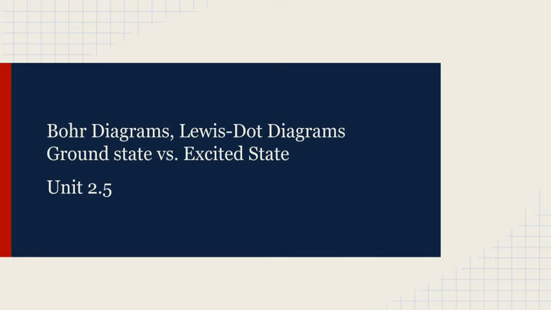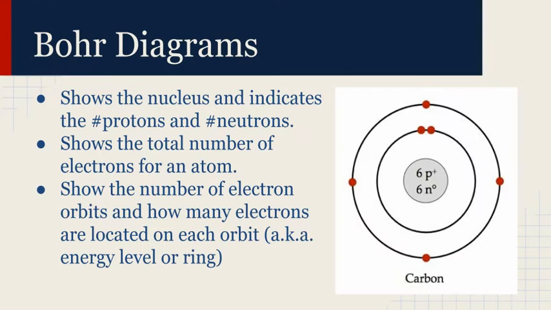In this unit, we're going to talk about Bohr diagrams some more, and we're going to move on to Lewis dot diagrams. They're also called electron dot diagrams. And finally, we're going to talk about ground state versus excited state. In this video, we're going to talk about Bohr diagrams and Lewis dot diagrams, but we're not going to get to ground state versus excited state. That will be in video 2.6.